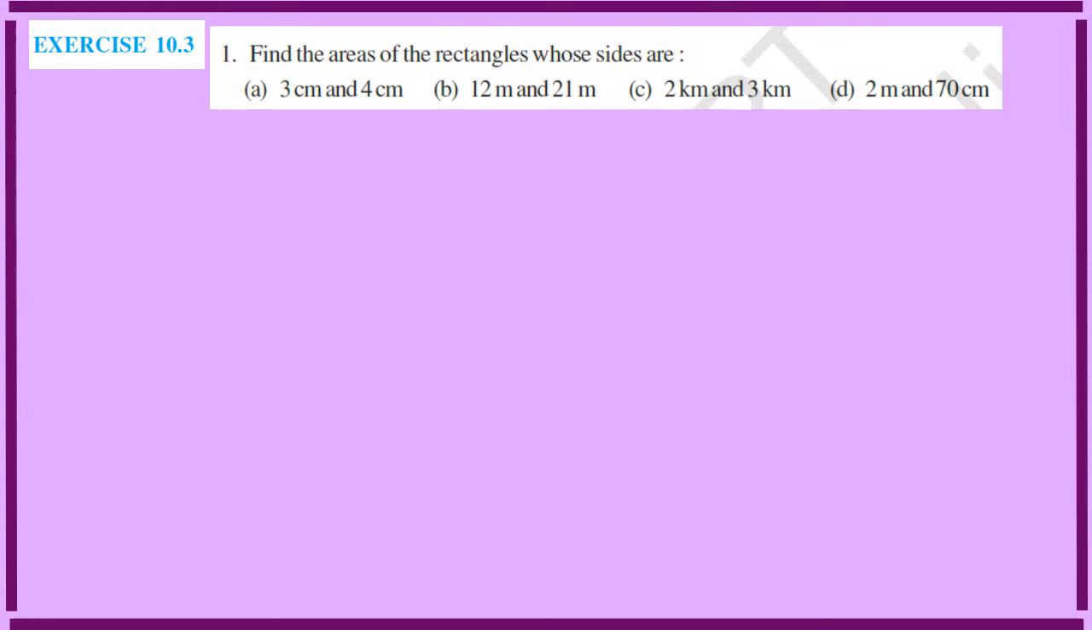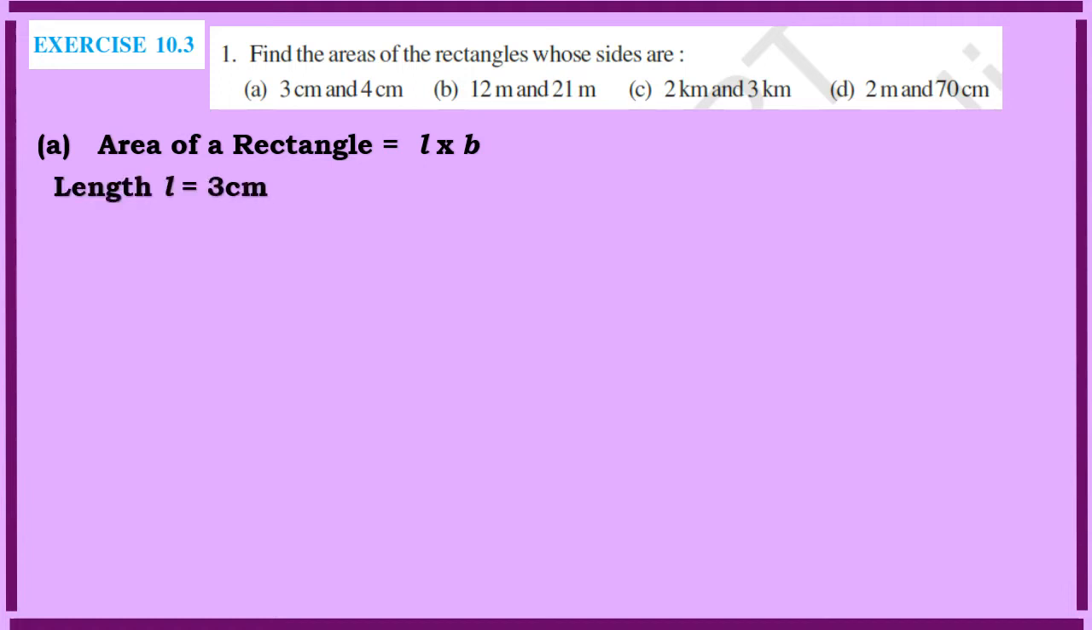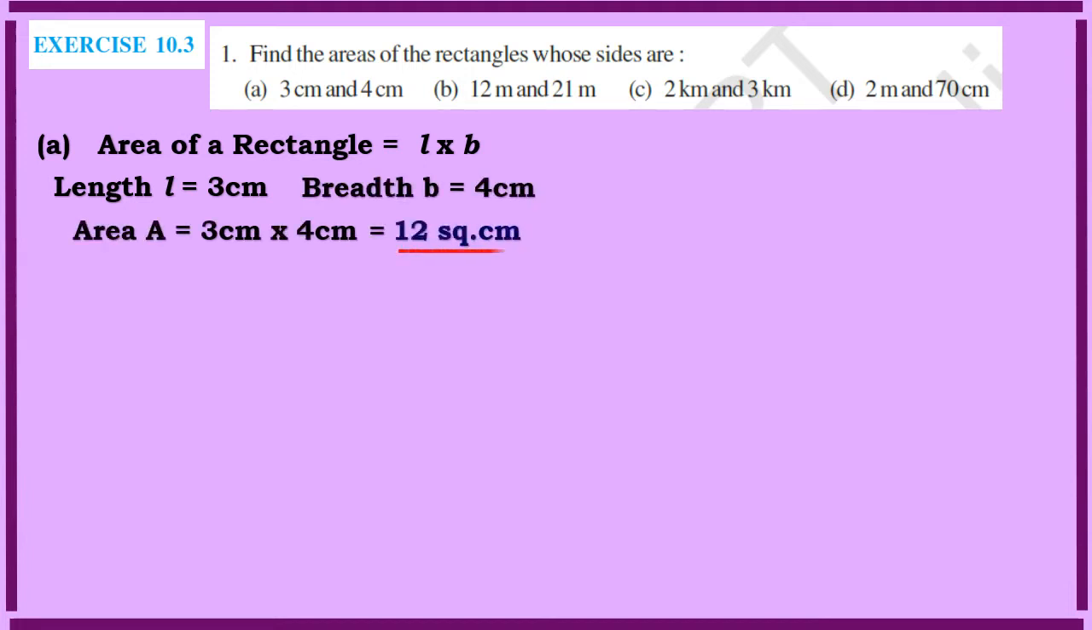So let us move on to question number 1. Find the areas of the rectangles whose sides are A, 3 centimeter and 4 centimeter. So let us see. Area of a rectangle is what? First you have to write the formula. Always write the formula first. So area of a rectangle is length into breadth, that is L into B. Length is 3 centimeter, breadth is 4 centimeter. So area equal to length into breadth, that is 3 into 4, which is equal to 12 square centimeter. That's the unit.